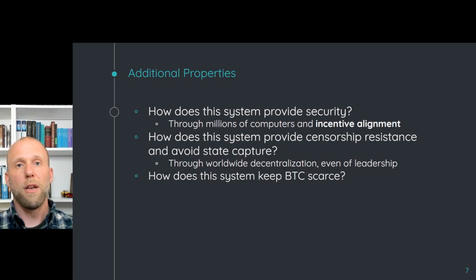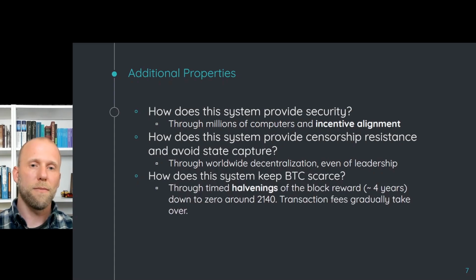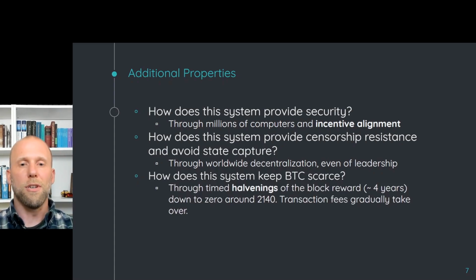Because like we talked about, scarcity is an important part of being a sound money. If you have inflation going on, that's not. So how is Bitcoin kept scarce if all these computers are doing all this work and getting paid, it's always being issued? How does Bitcoin stay scarce? And the answer is it's through timed halvenings of the block reward, which happen about every 4 years, all the way down to zero around the year 2140.